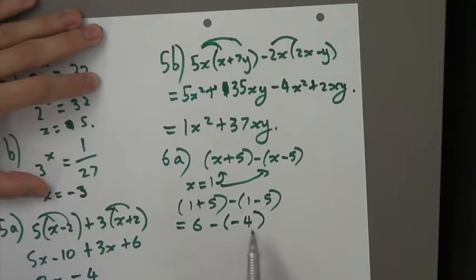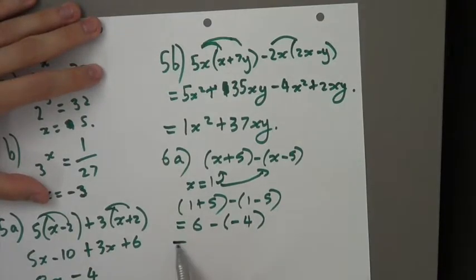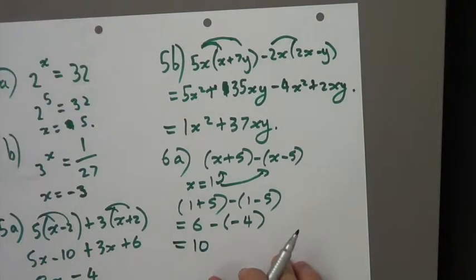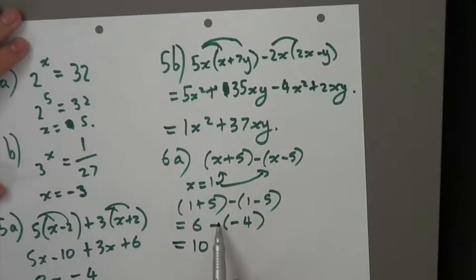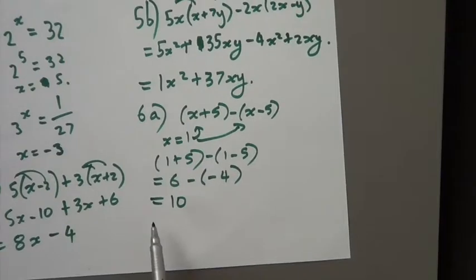Minus 1 times 6 minus 4 gives us 10. Okay, so it becomes a plus, because minus 1 multiplied by minus 4 is plus 4, therefore it becomes 6 plus 4. Okay, so remember that rule.